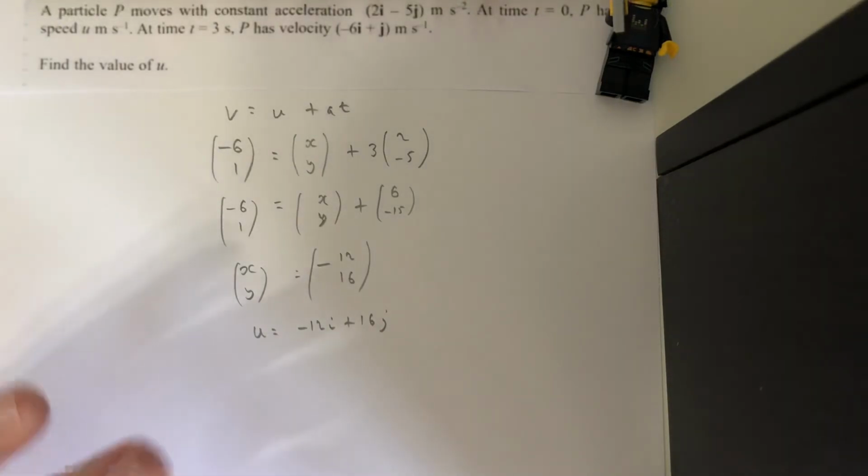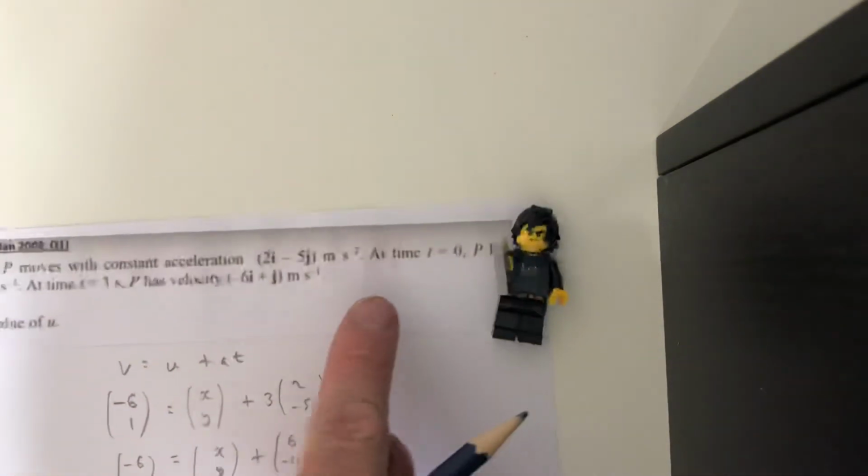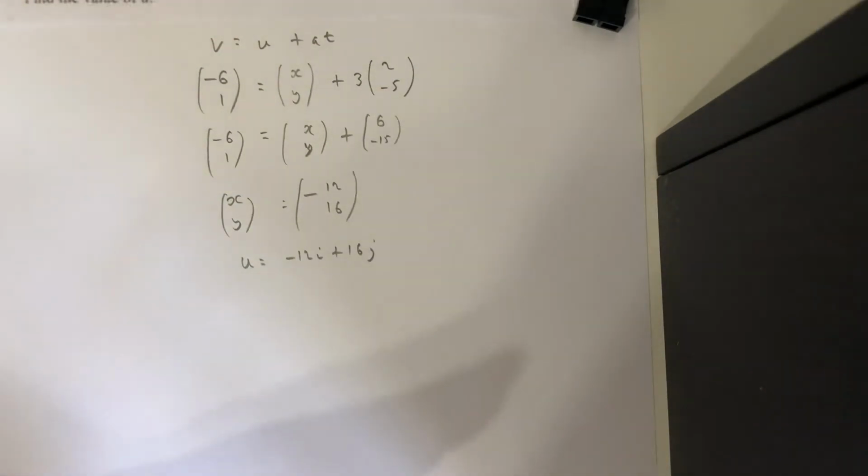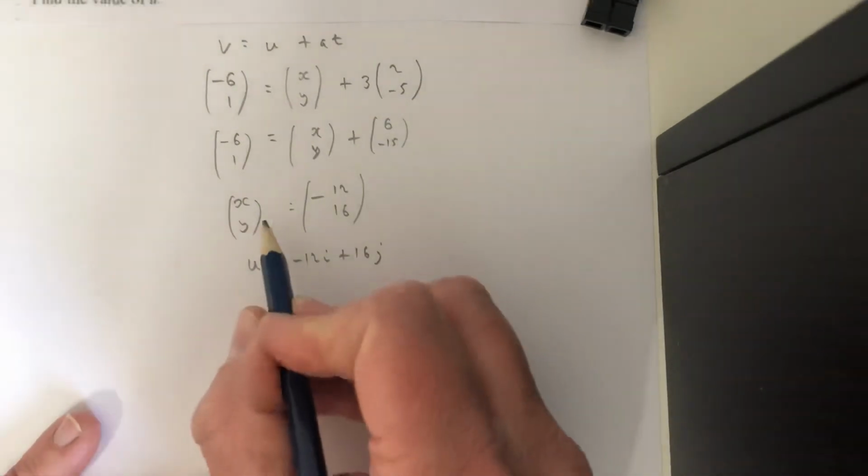But it's not what the question's asking for, because it says find the value of u, and it goes back to the question, speed u. So it's obviously not a speed. We need to think about how we're going to interpret that as a speed. Well, speed is a scalar value. So we need to think on a graph. It's going 12 left and 16 up.